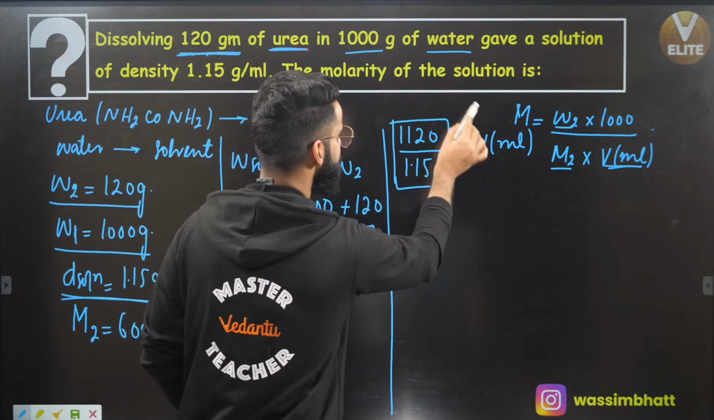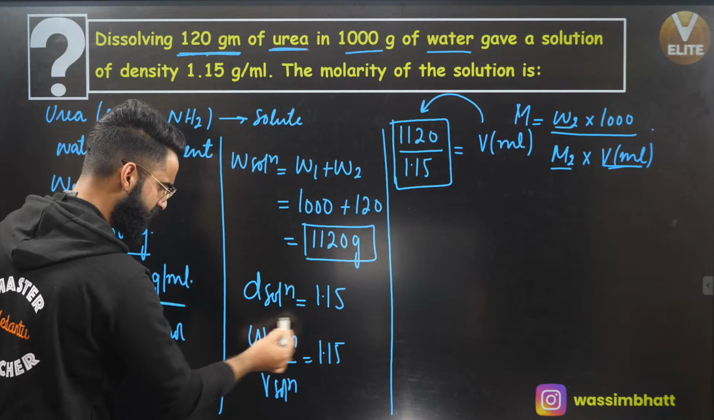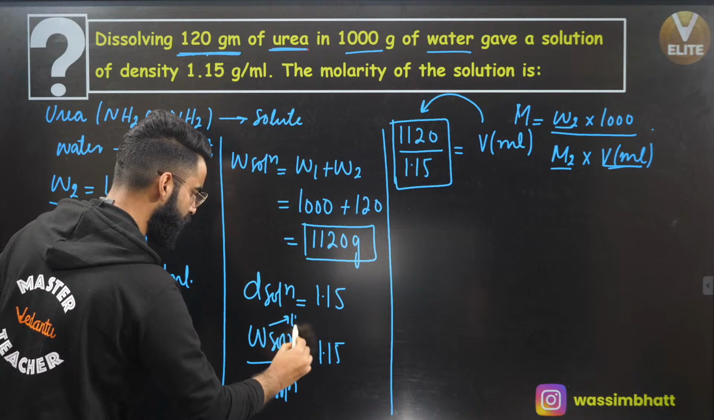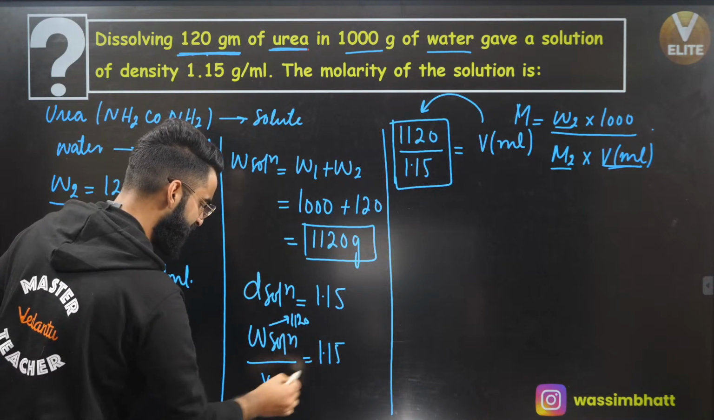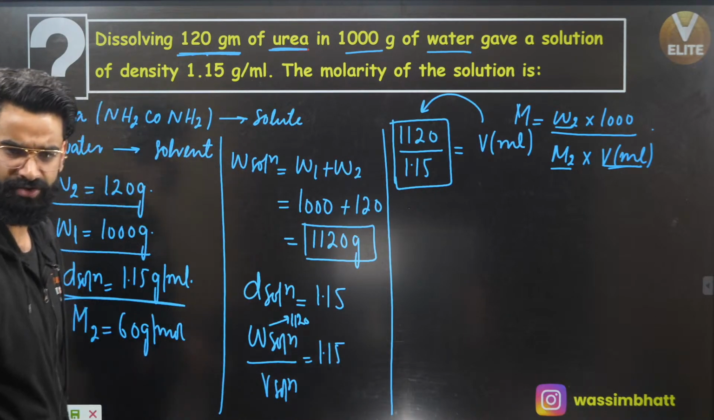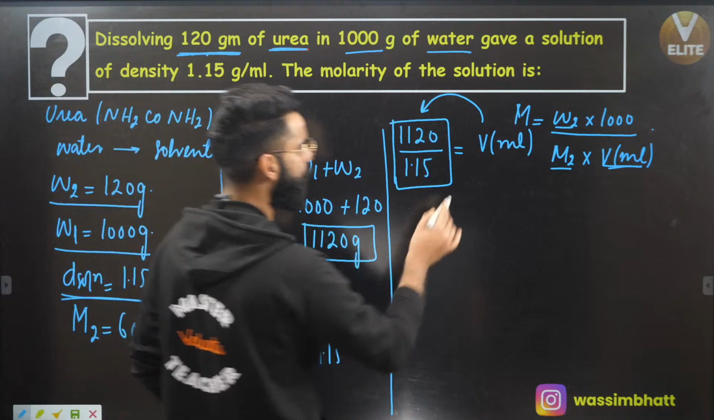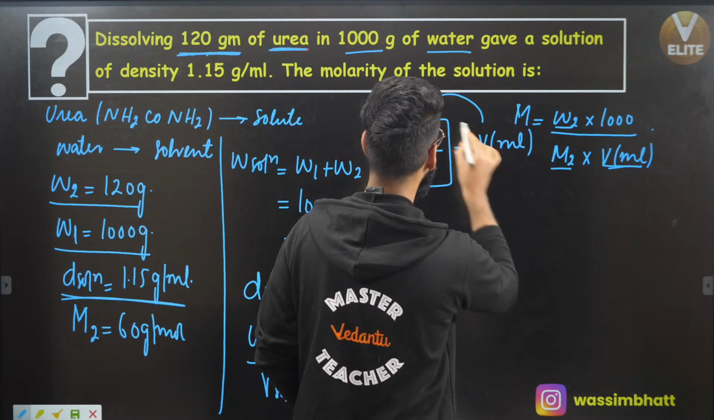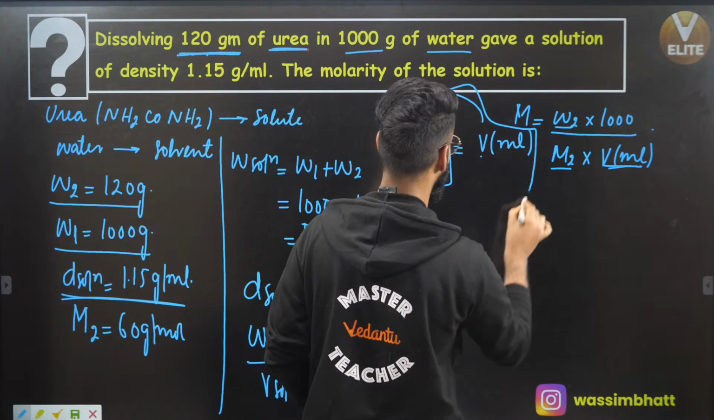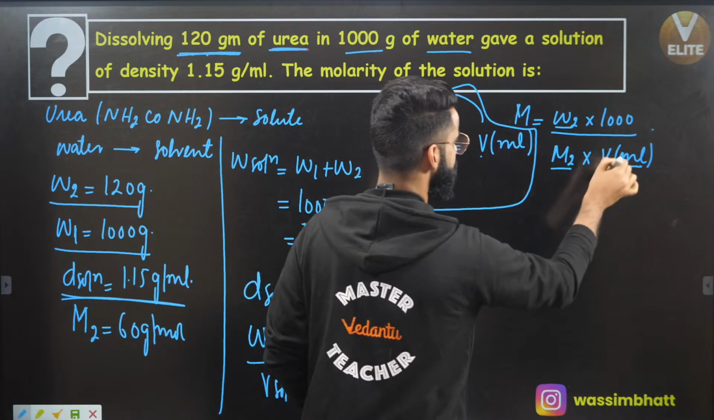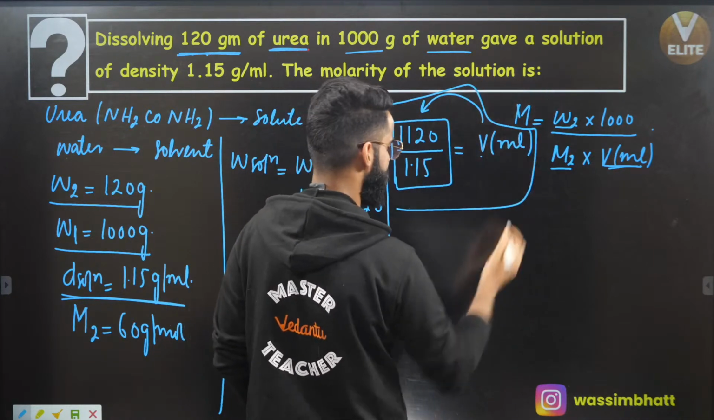Okay, you got the volume of solution in ml, correct? Simply by using the mass of solution, which we got to know as 1120 grams, divided by 1.15, that's going to be the volume of solution in ml, correct? Now, if you got the volume of solution in ml, just put it in this equation and you'll get the molarity.